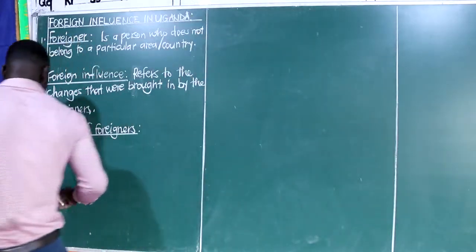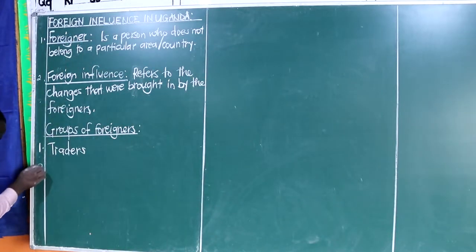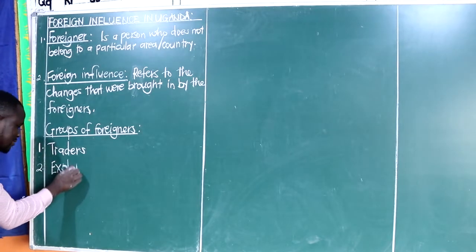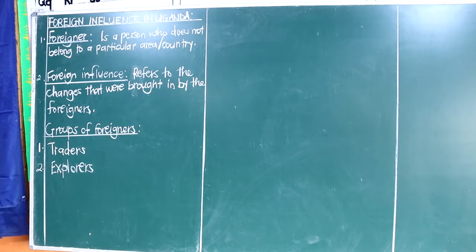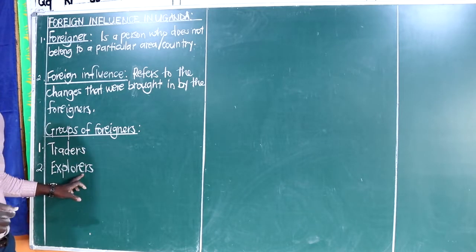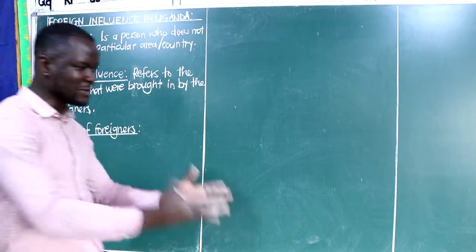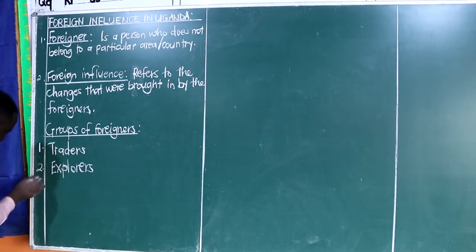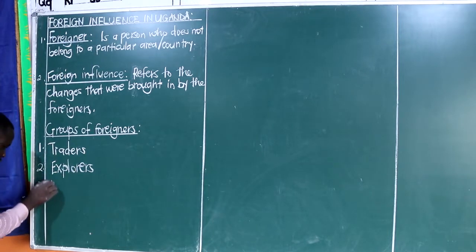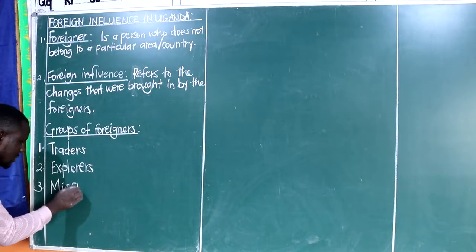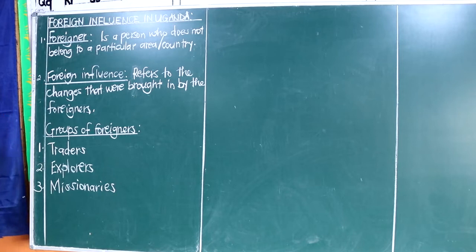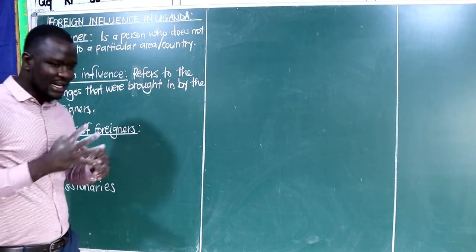And then the second group, we shall be looking at the people that we shall be calling the explorers. This is how we write, explorers. I believe you have been hearing something about explorers. Now is the time for you to understand these things. Then the other group is the group of the people that we call missionaries. Very good also. We are now going to look at them.